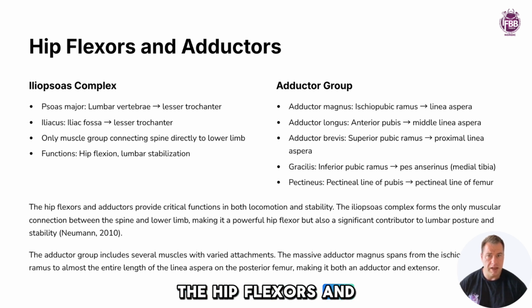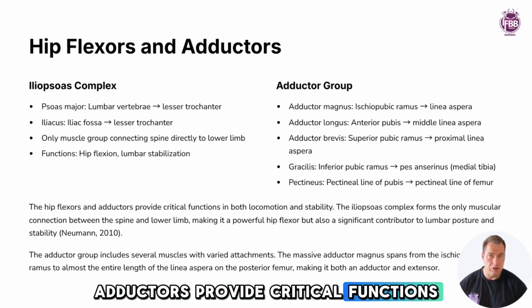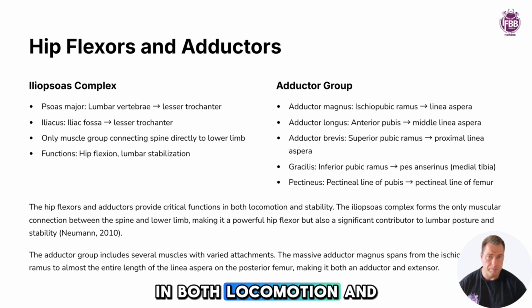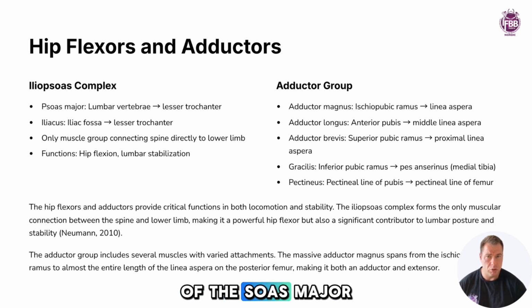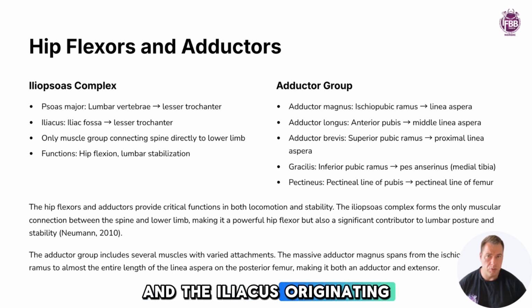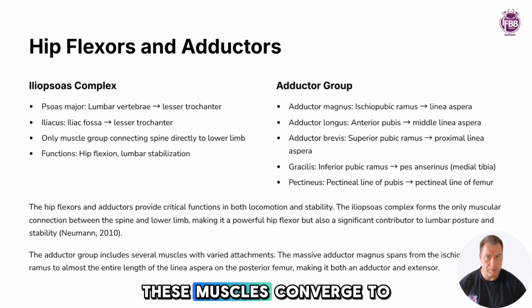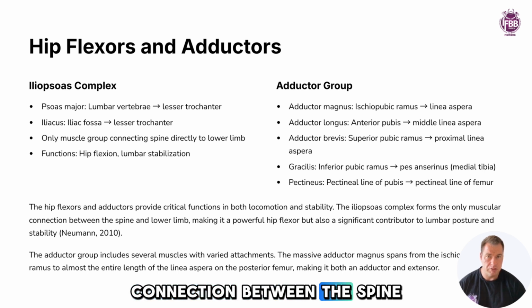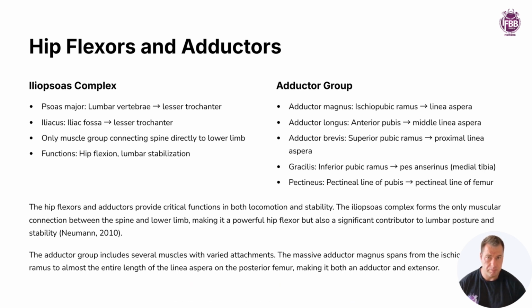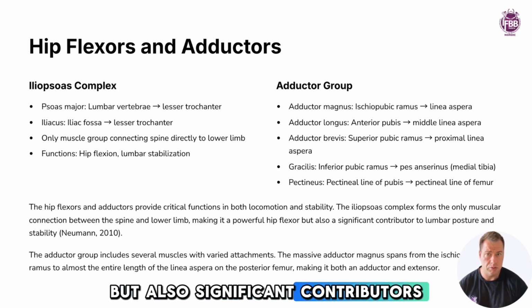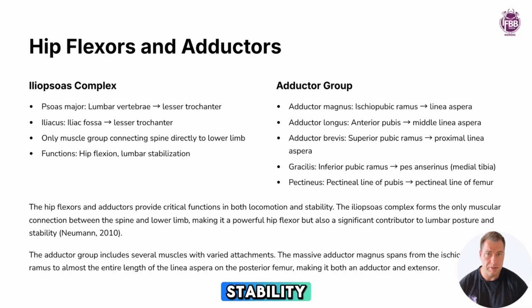The hip flexors and adductors provide critical functions in both locomotion and stability. The iliopsoas complex consists of the psoas major, originating from the lumbar vertebrae, and the iliacus, originating from the iliac fossa. These muscles converge to insert on the lesser trochanter, forming the only muscular connection between the spine and lower limb. This positioning makes them powerful hip flexors, but also significant contributors to lumbar posture and stability.